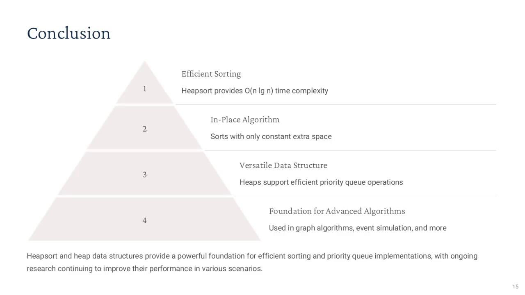Moreover, heaps and priority queues are indispensable tools in computer science, supporting a wide range of applications from graph algorithms and event simulation to job scheduling and data compression. Continued research into variants like Fibonacci heaps and Brodal queues has further expanded their utility, ensuring that heaps remain a cornerstone of efficient algorithm design. Heapsort and related structures exemplify how fundamental algorithms and data structures can have profound and lasting impacts on computational efficiency.